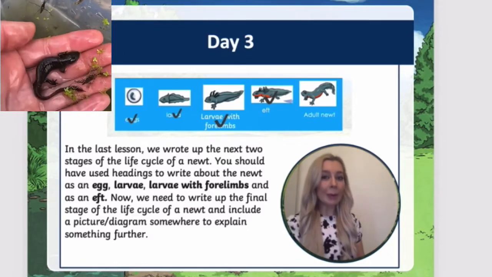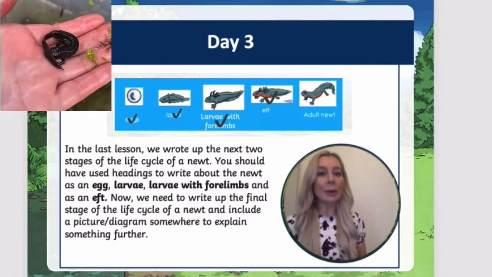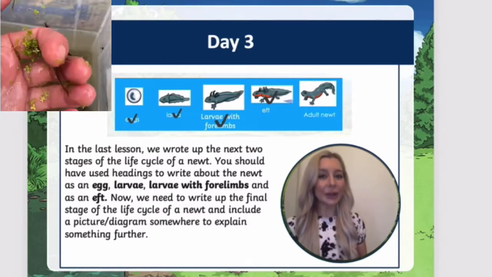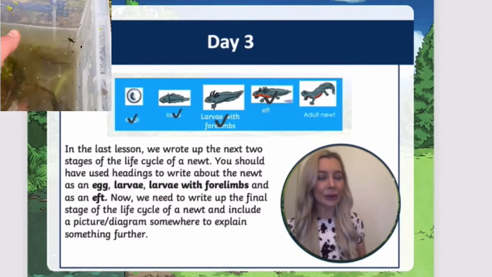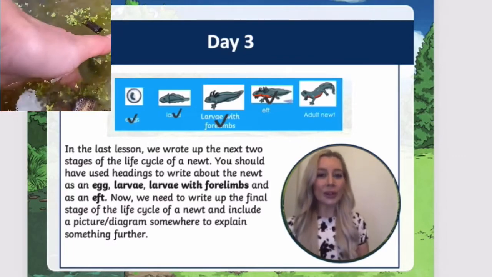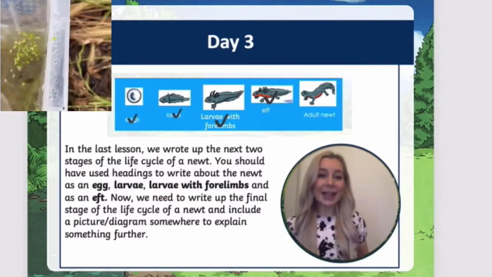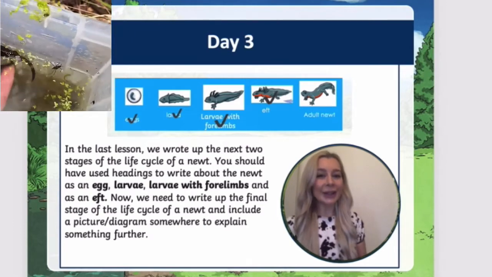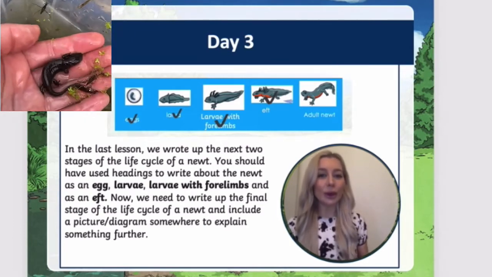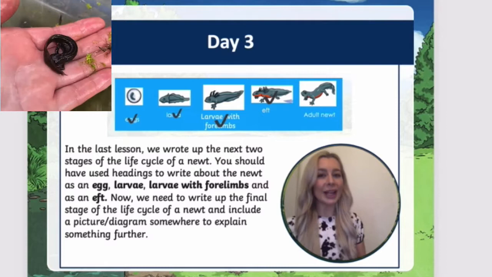Also, if you remember back to last week's lesson when we were thinking about all the things that a good explanation text needs to include, one of those things was a picture or diagram. So at the end of this lesson, when you've finished your writing, you're going to start thinking about your picture or diagram that will help support the explanation further.